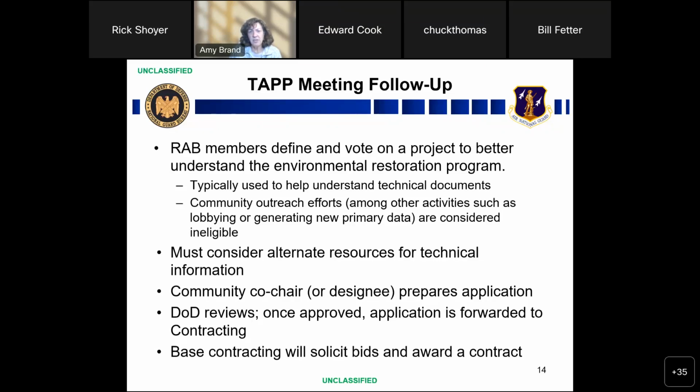And then the community co-chair or his designee prepares the application. The Department of Defense reviews that. Basically, they're reviewing it to make sure that it meets the requirements of the TAP program. And once approved, it's forwarded to base contracting, and they will solicit bids and award a contract. Should RAB members have a consultant in mind that they want to hire, they can put those names forward. We actually just went through this process with the RAB members at Barnes Air National Guard Base in Massachusetts. Next slide, please.